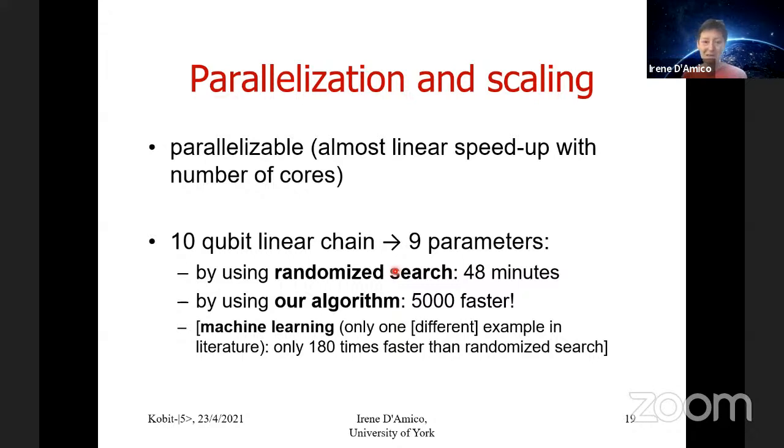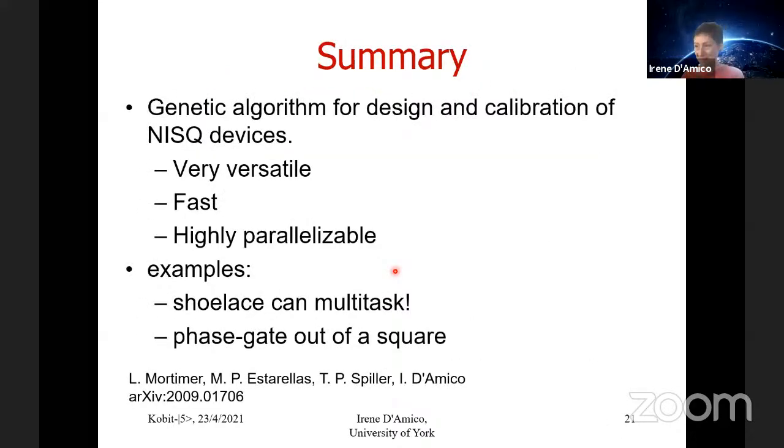And I see already Umair appearing, so this is my summary. I've introduced you to our new genetic algorithm for designing and calibrating NISQ devices. It's very versatile, it's fast, highly parallelizable. And I gave you a few examples, but by no means are these the only examples. We're really looking for experimentalists telling us we have this network. Could we use this with that network and be able to give them the answer? And this is the reference. So thank you very much for your attention.